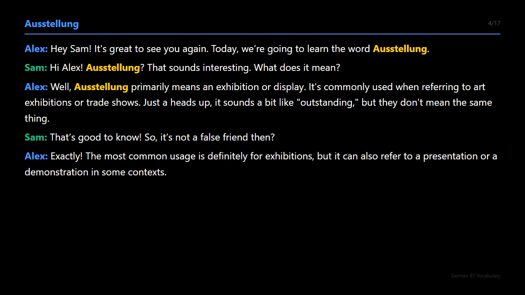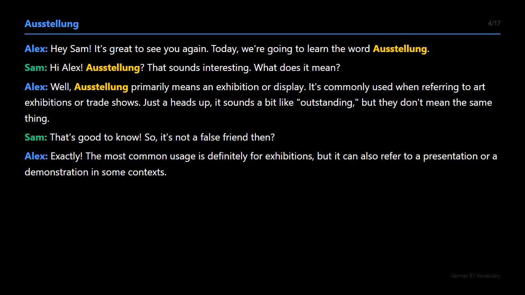That sounds interesting. What does it mean? Well, Ausstellung primarily means an exhibition or display. It's commonly used when referring to art exhibitions or trade shows. Just a heads up, it sounds a bit like "outstanding," but they don't mean the same thing.